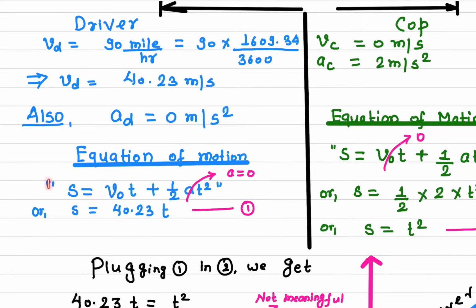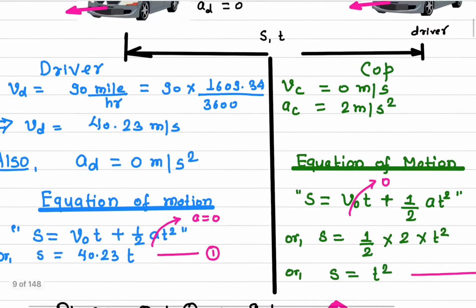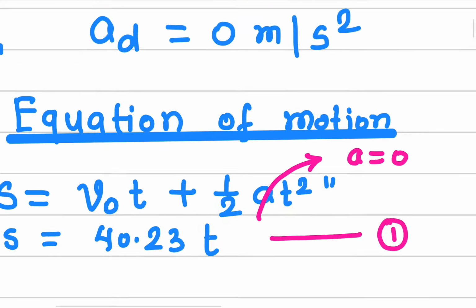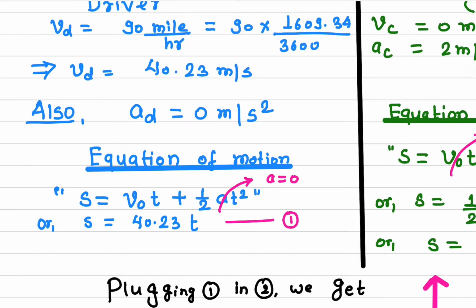Whenever I write something in this bracket, that means there's a formula, and you need to understand what the meaning of this one is. v0 is the initial or starting velocity, and this is for the driver, so it is 42.23, and this is the time. The acceleration of the driver is 0, so this term will vanish. We'll have this equation now: 42.23 times the time. We do not know S and we do not know the time.